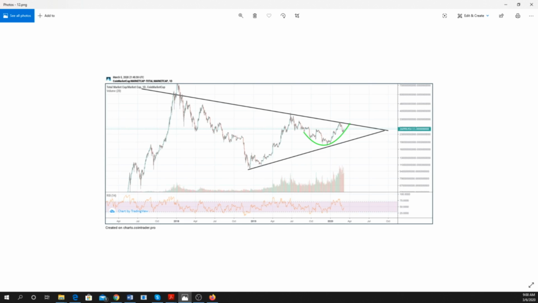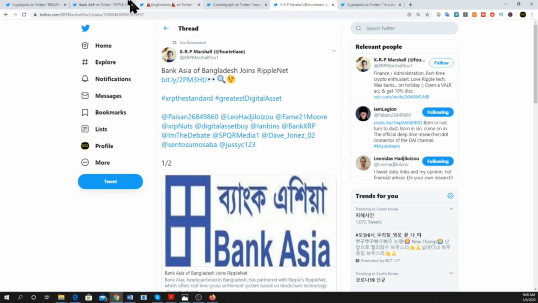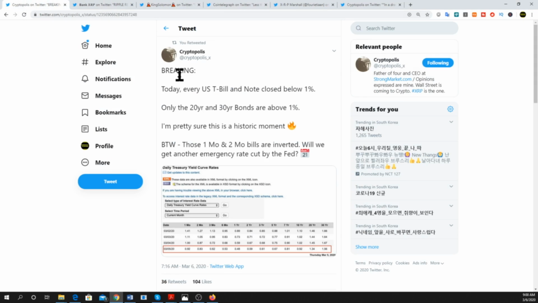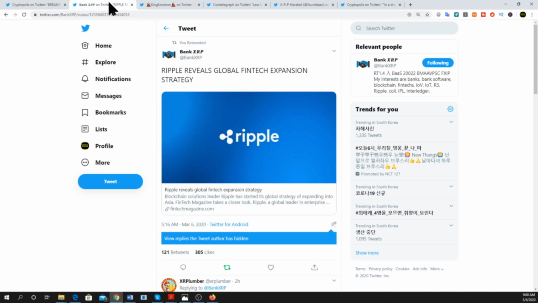Now guys, we do have other news to cover as well, which are really interesting, because what is happening in the charts is also reflecting in the fundamentals, or you can say what is happening in the fundamentals is reflecting in the charts. It's up to you. Now this is the first one from Cryptopolis, and it's showing you that today every USD bill and note closed below 1%. Now only the 20-year and 30-year bonds are above 1%. You can see the coming prices, an upcoming recession there.